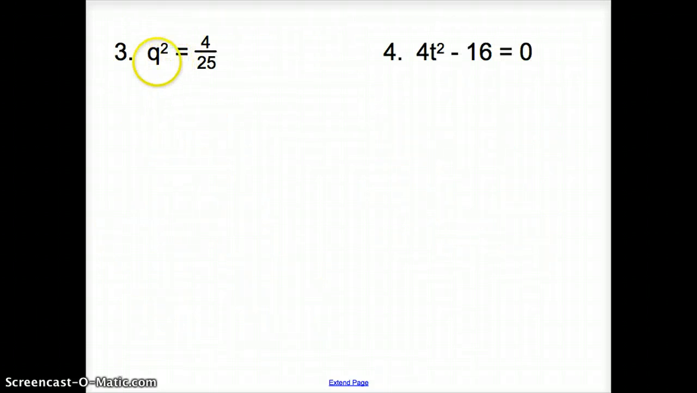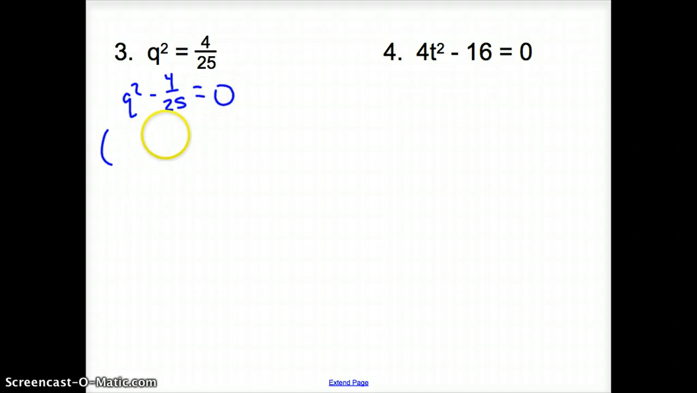Number 3, when we're asked to factor these guys, what does it have to equal? It has to equal 0. It does not equal 0. So let's subtract the 4/25 over to the other side, so it equals 0. Now, just like on number 2, let's go ahead and make our parentheses. What times itself gives us q squared? That's q. Now, it's a minus sign, so we can go minus plus.